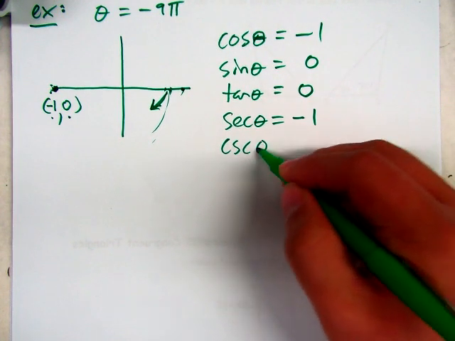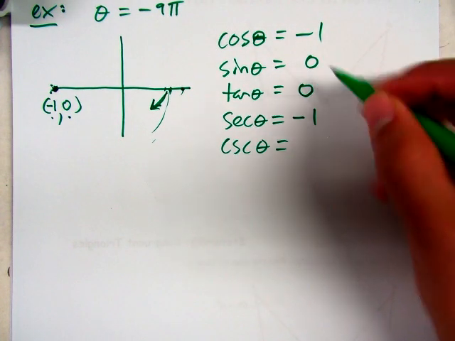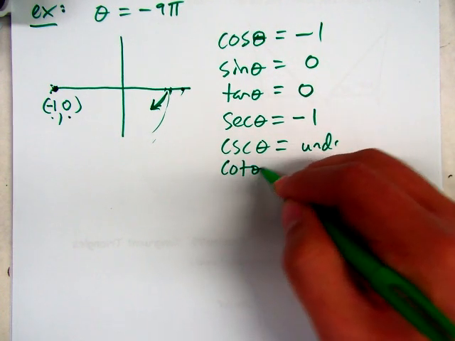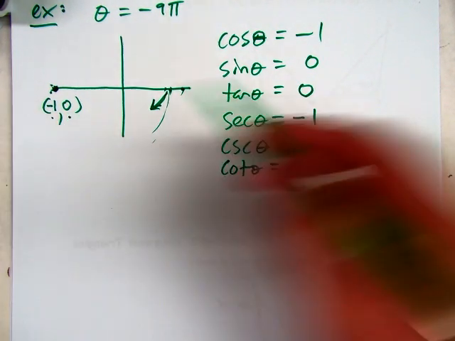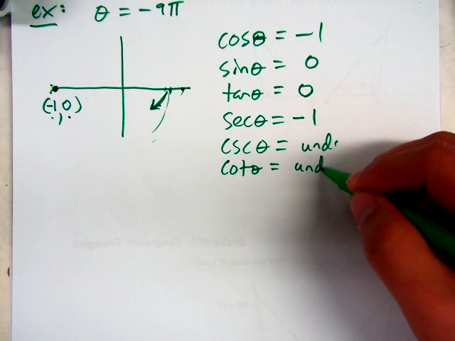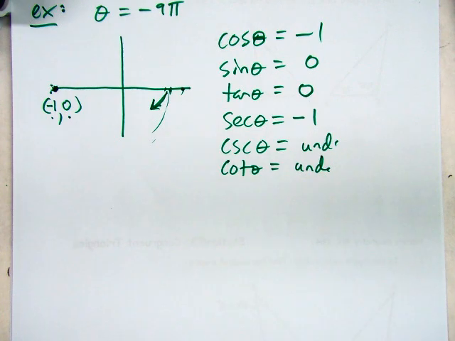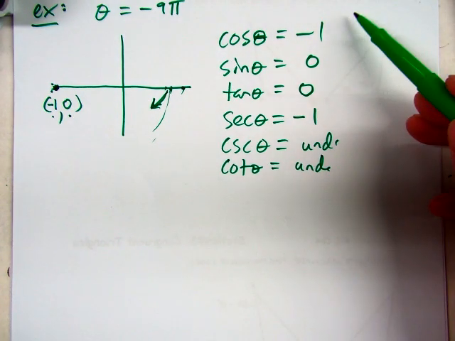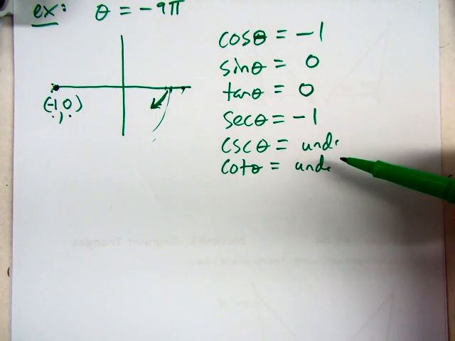Cosecant is the reciprocal of 0, which is undefined. Cotangent is either x over y or the reciprocal of tangent, which is undefined, actually, because it's 1 over 0. Okay? Any questions on how we got these 6? We're going to have to do this a lot.